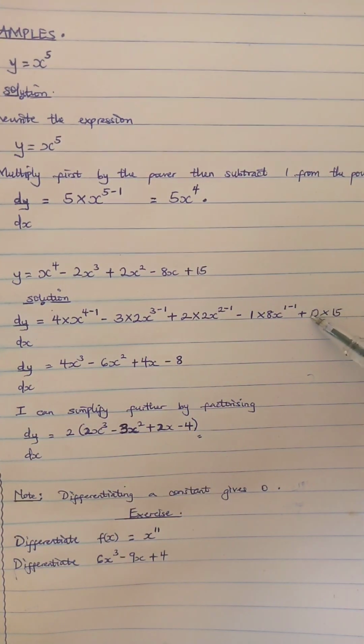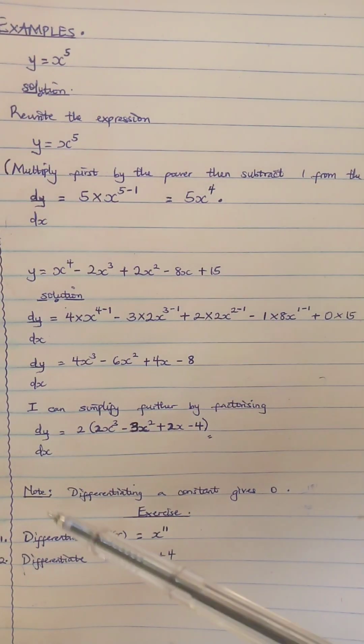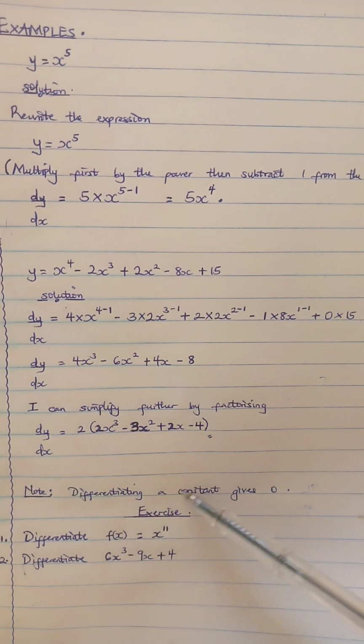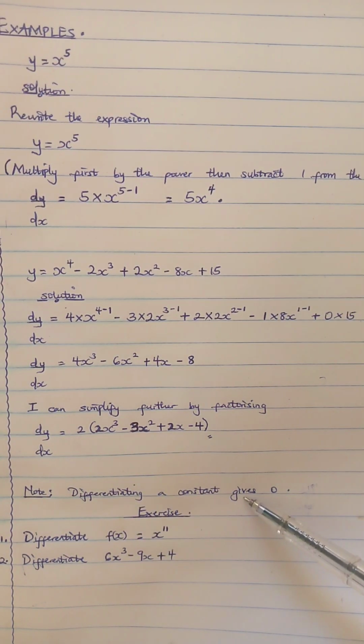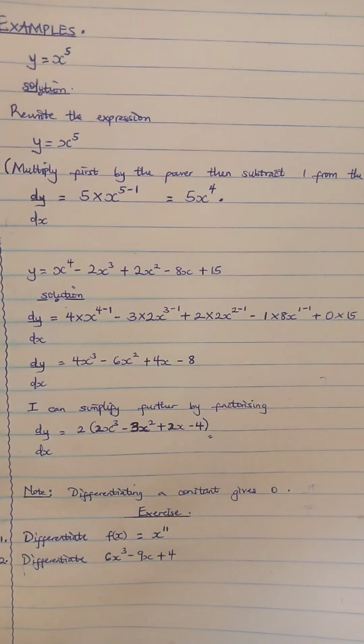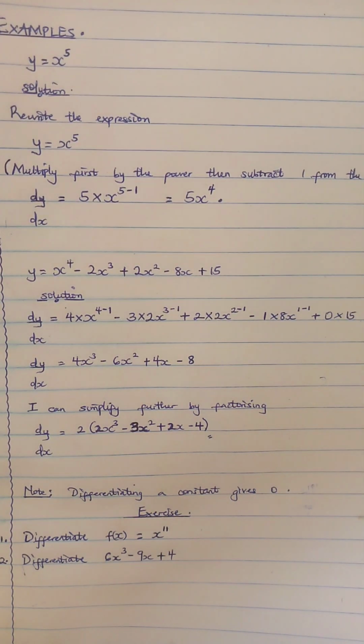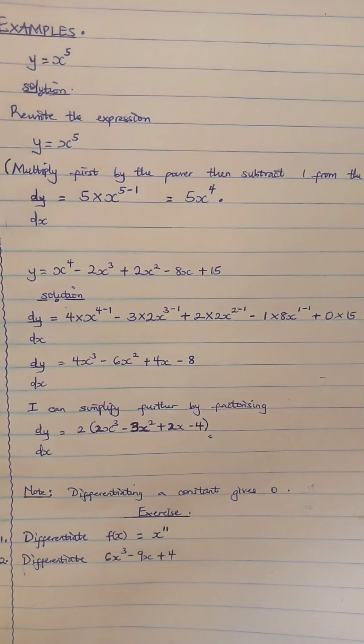You might be wondering how I got my 0 here. If you take a good look at my notes here, I said differentiating a constant gives 0. So whenever we are differentiating a constant, it gives us 0. I might not have the time to prove this to us, but probably in our next lesson, I'm going to explain how we can differentiate a constant and how it is giving us 0. I hope you get this.